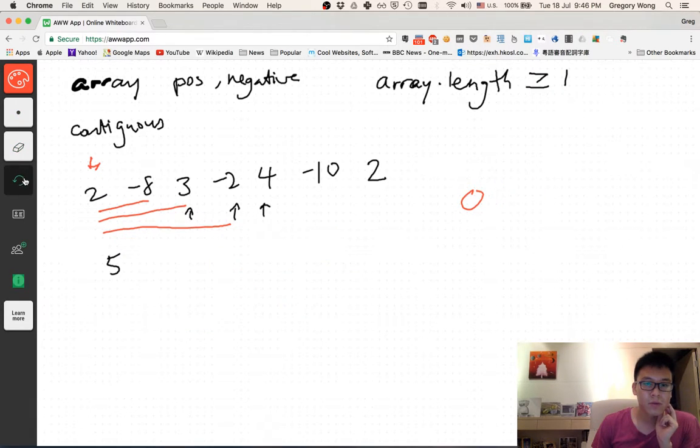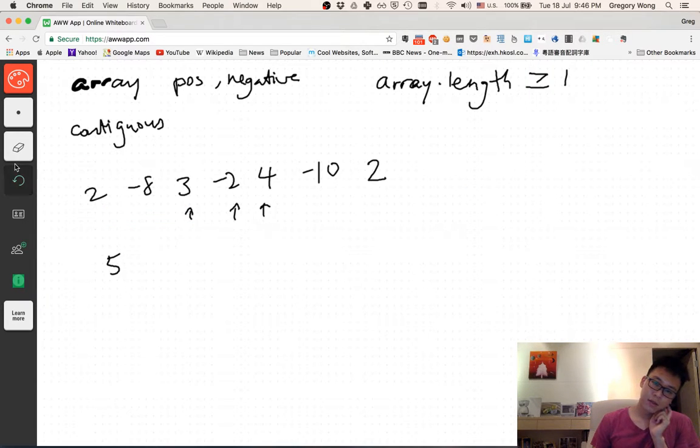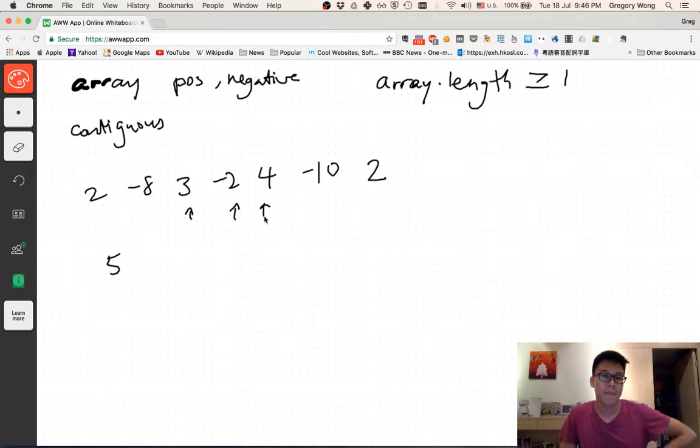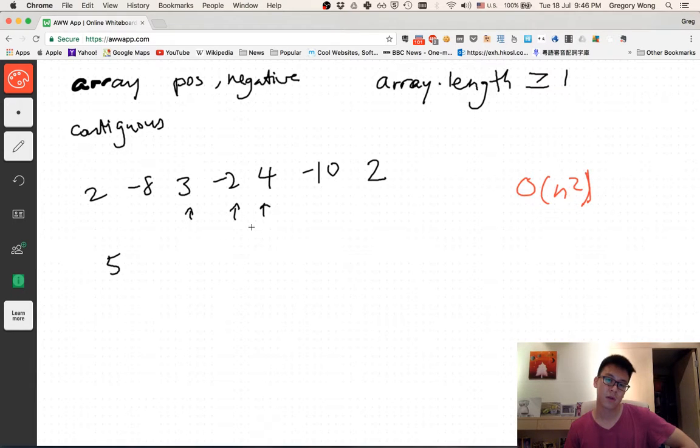Okay. So, hmm. Could I optimize my O(n squared) solution? I'm wondering. Yes. There's a much faster way. There is a linear way to calculate.